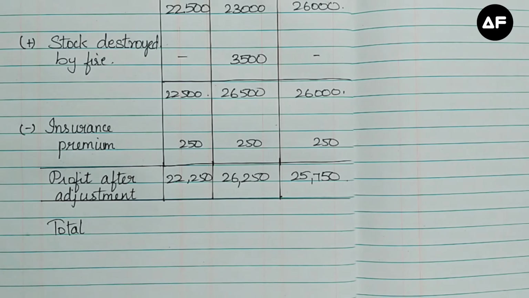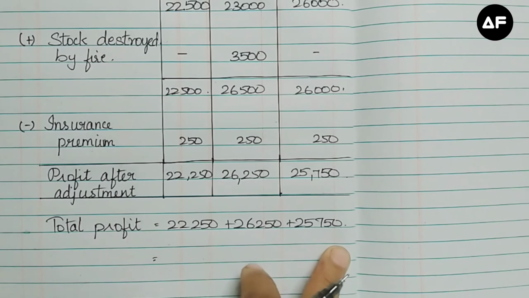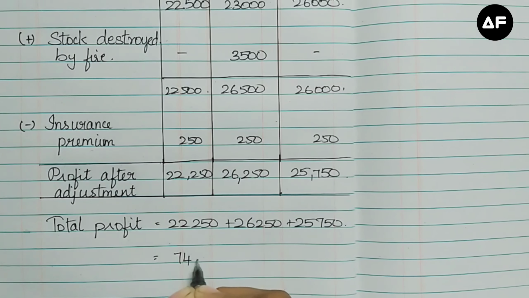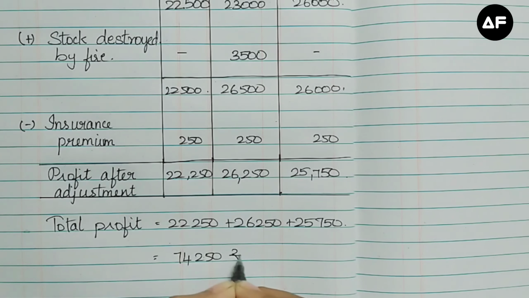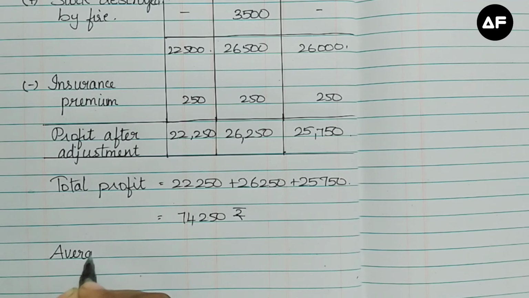So now let's calculate the total profit. The total profit is going to be the addition of all 3 years' profit after the adjustment, which gives a total of 74,250 rupees.